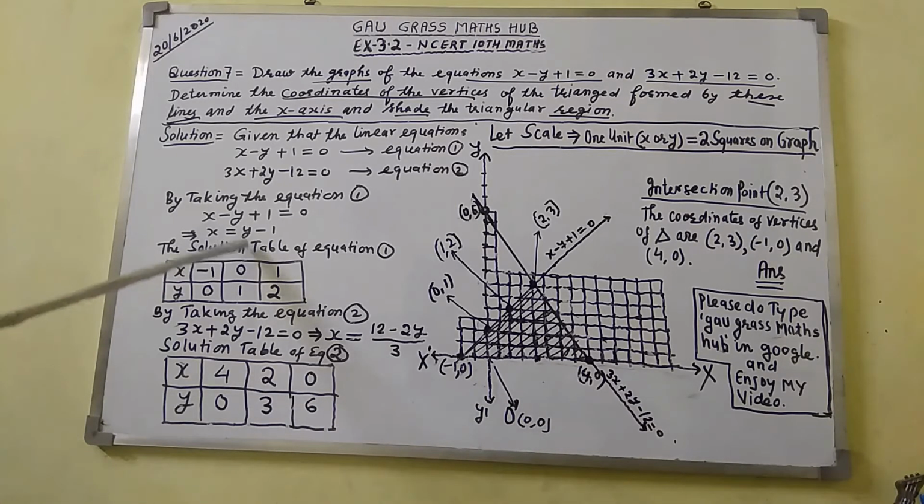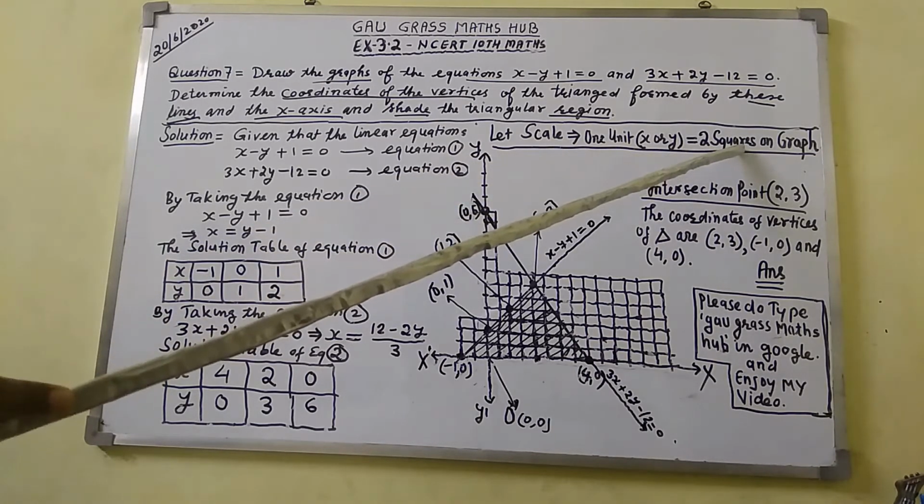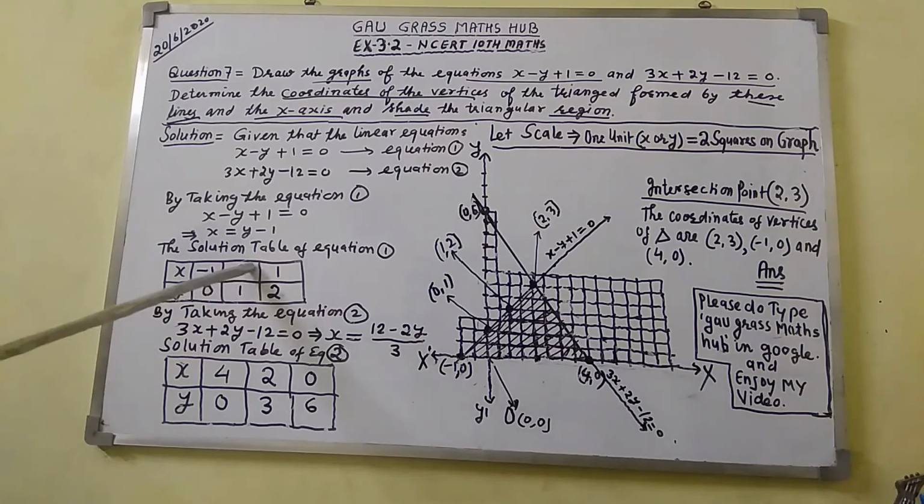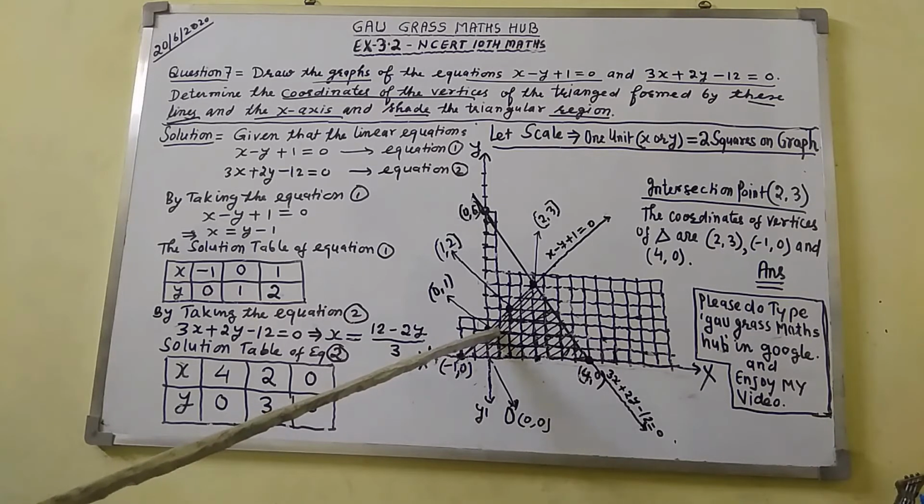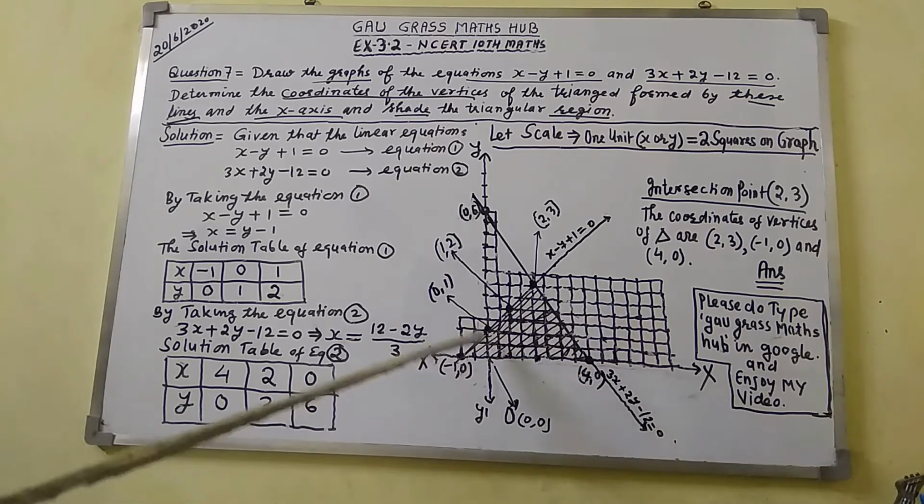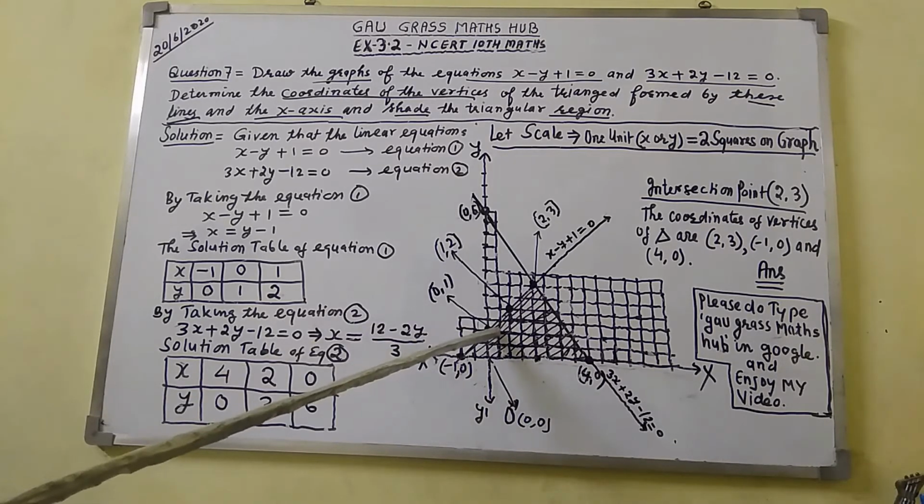Now come to the second column here. You can see x equal to 0, y equal to 1. Y equal to 1 unit will be there. Now from here, y equal to 1 unit, it will take 2 squares on the graph. Here you can see x equal to 0. Now with x equal to 0, you can't move either to the positive side or the negative side of the x-axis, since x equal to 0 is there.